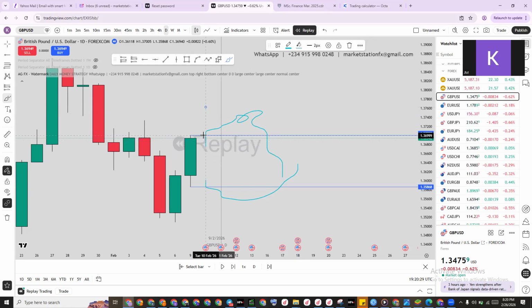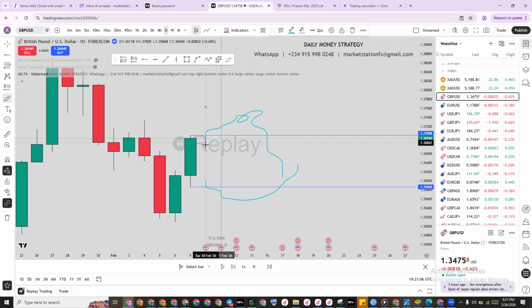When market raids, taking of liquidity is called a raid, liquidity raid, or turtle soup. So when market raids this high and we want to sell, where will you be expecting to sell from? Anybody that can answer this question? From that liquidity spot, that tip.